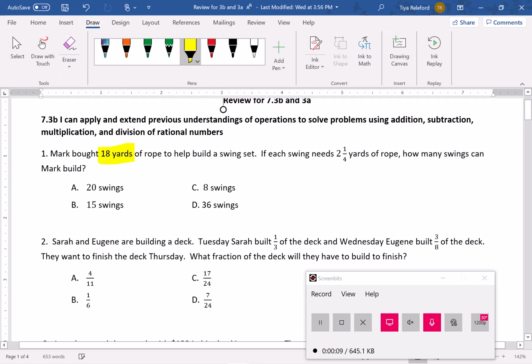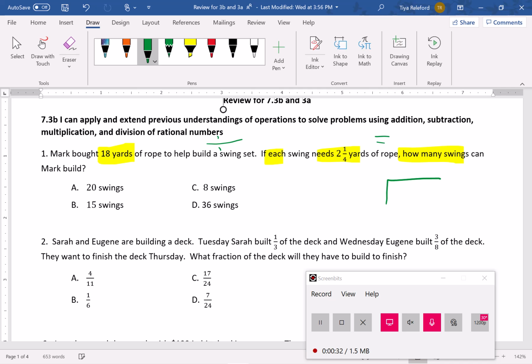of rope to help build a swing set. Each swing needs 2 1/4 yards of rope. How many swings can Mark build? This is a division problem. This is 18 divided by 2 1/4.